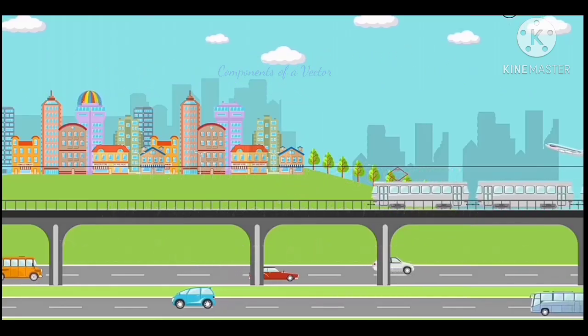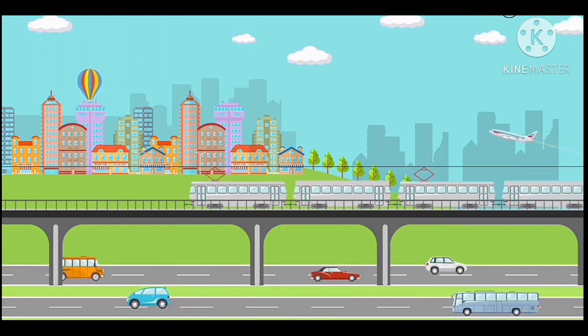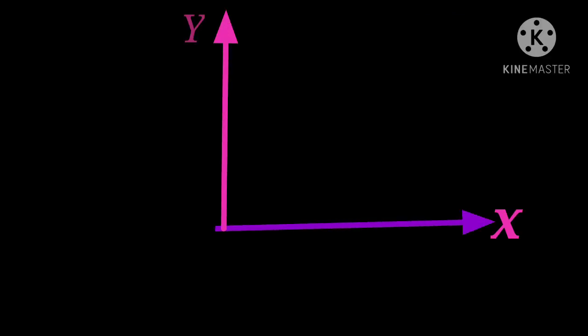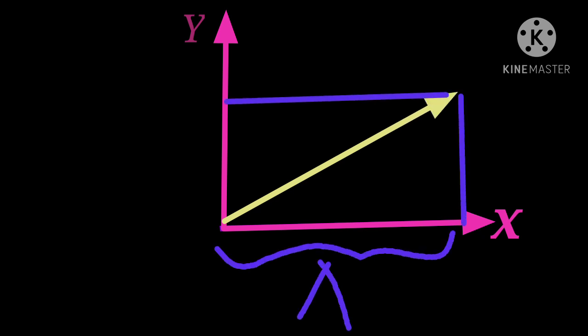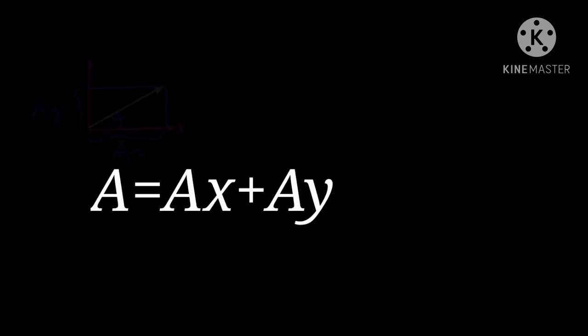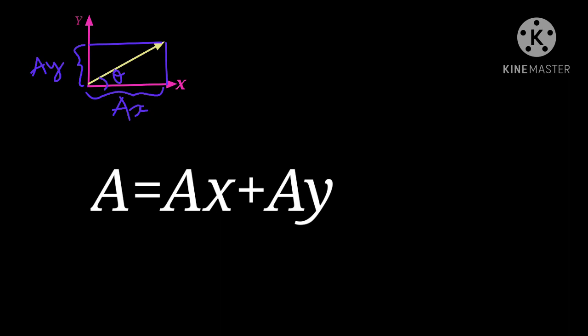To describe motion in two dimensions, we need a coordinate system with two perpendicular axes x and y. In such a coordinate system, any vector A can be uniquely decomposed into a sum of two perpendicular vectors ax and ay, as you can see from the picture. A is equal to ax plus ay. Vector A is equal to ax plus ay.